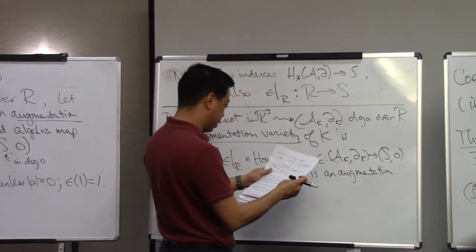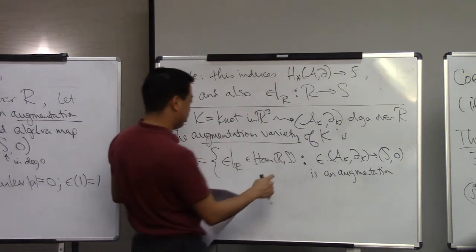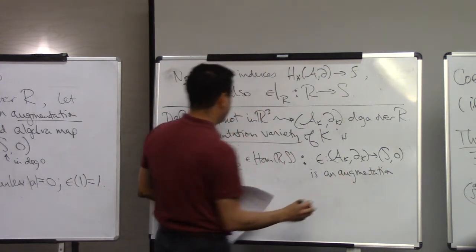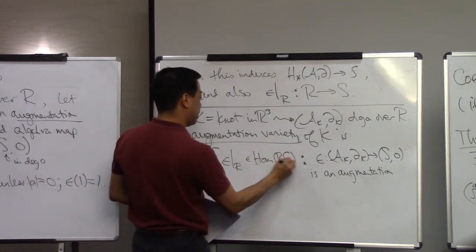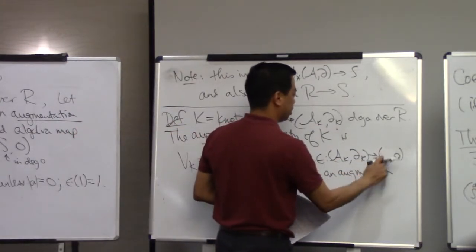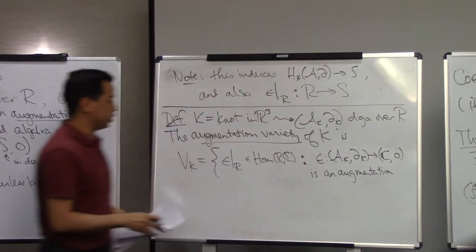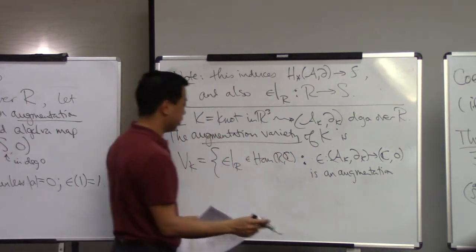I don't have this in my notes, but maybe I'm going to specialize to S as just the complexes at this point. You could do this for any unital ring, but for some reason I'm going to use the complexes.